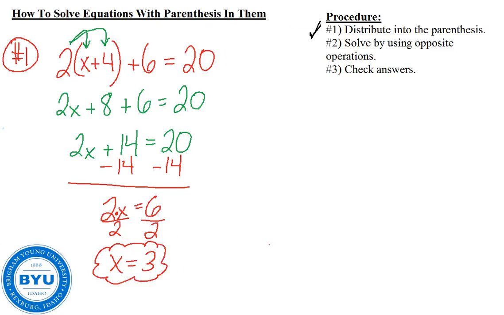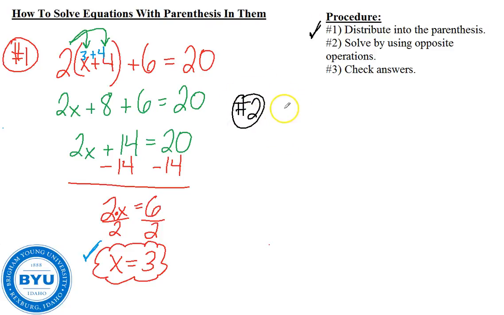You could plug this back in and see if we did it right by checking your answer. I'd plug the 3 right in here for x, so I get 3 plus 4, that's 7. And 7 times 2 is 14 plus 6 is 20. And so, yeah, check. It does check out. Let's try one more together.